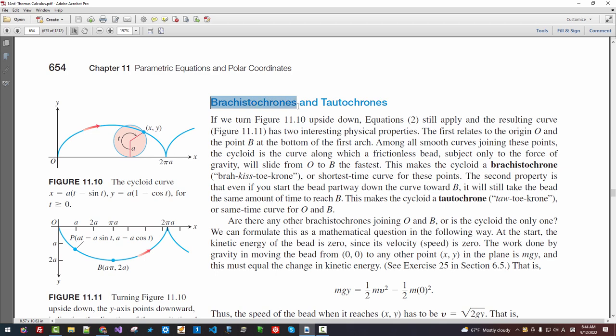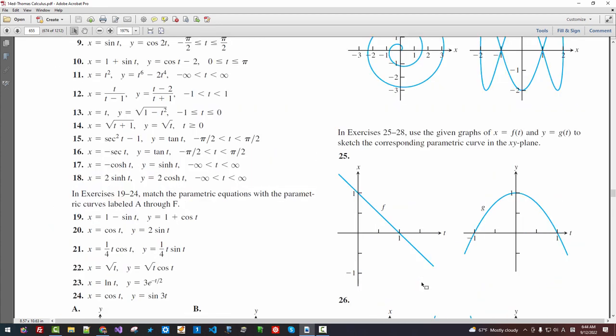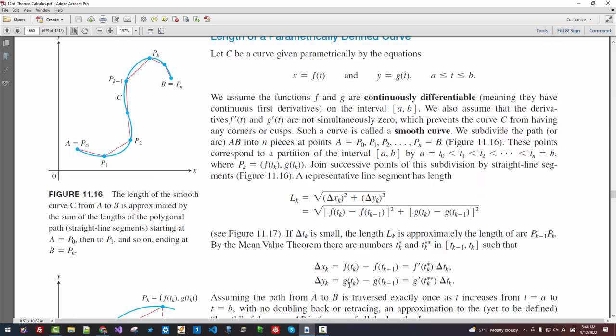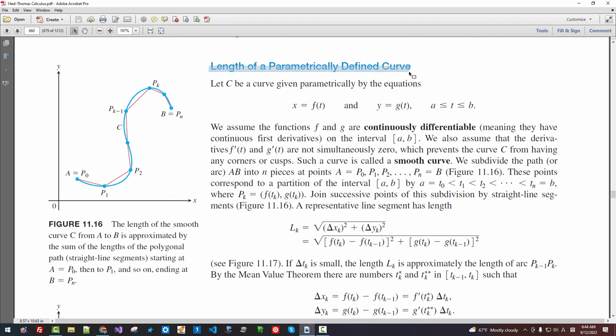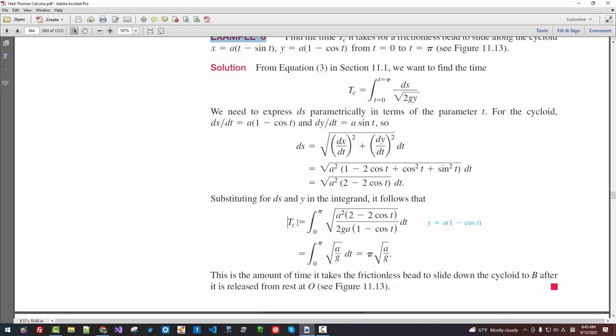We will learn brachistochrones and tautochrones. We will set up these equations. Then, if we scroll down further, we will learn how to differentiate parametric equations. Then, we will learn how to compute lengths of parametrically defined curves. Then, we will finally compute the time taken for the bead to reach point B. So, in example 8, we compute the time taken by the bead to slide down the cycloid like this. This is the amount of time it takes the frictionless bead to slide down the cycloid to B after it is released from rest at O, figure 11.13.